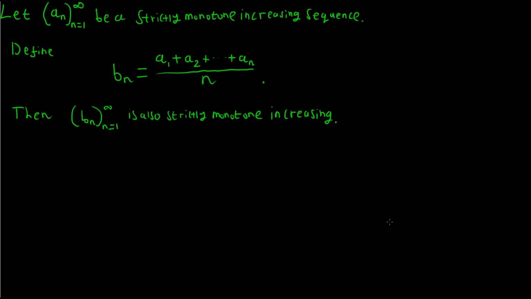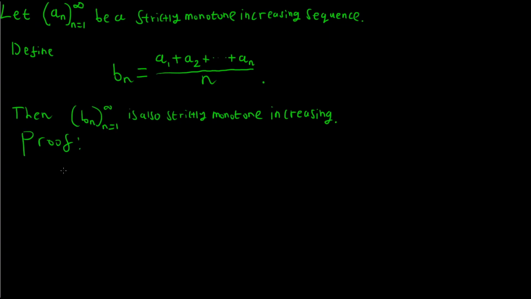In this video I will show the arithmetic mean of the first n terms of a strictly monotone increasing sequence is also a strictly monotonic increasing sequence. And for the purposes of this proof, we will just write proof.